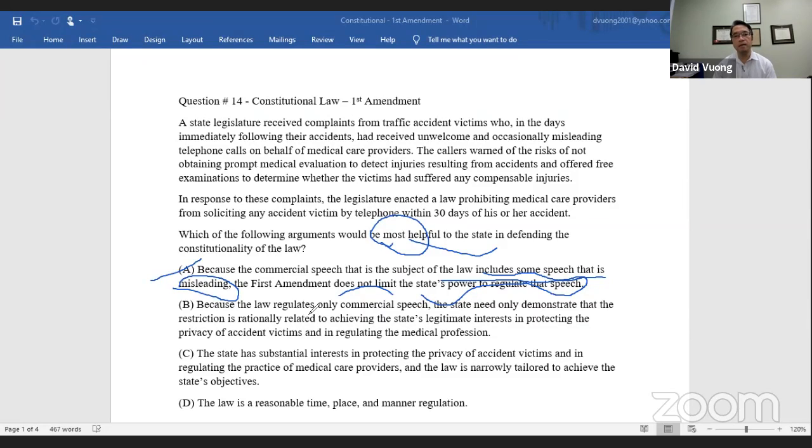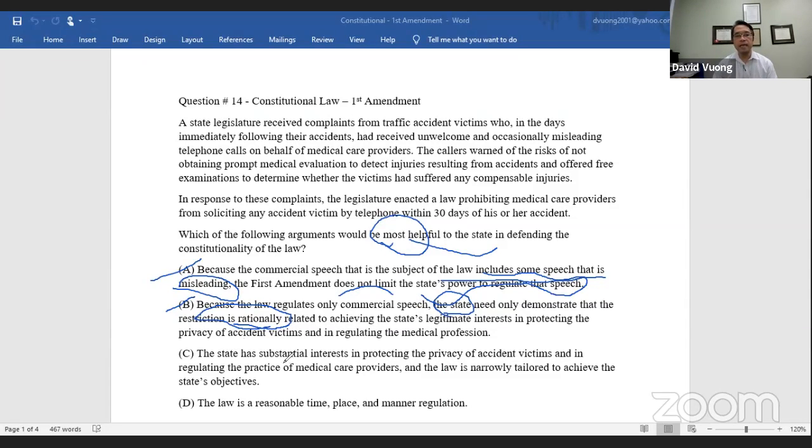B, because the state law regulates only commercial speech, the state need only demonstrate that the restriction is rational. Right, here is another clue. If it's rational, then the petitioner has to prove it. So therefore it's wrong. Okay, if it's rational, it goes with the applicant, the people, not the state. The only time the state needs to do it is the middle part, quasi-strict, and then strict scrutiny. So B is out.